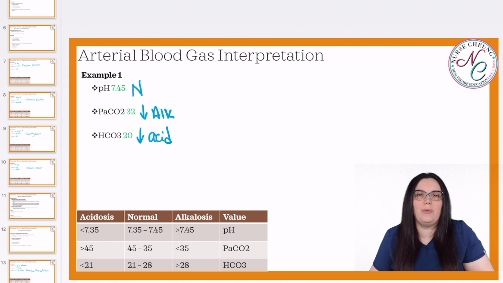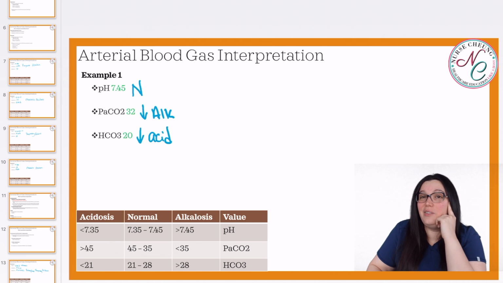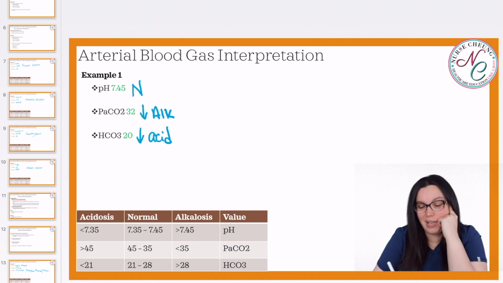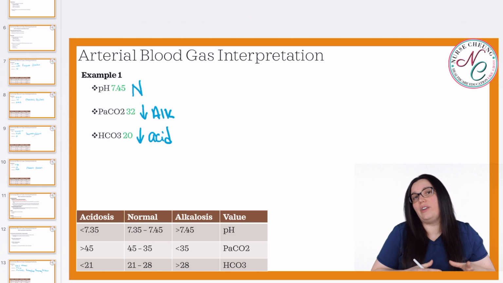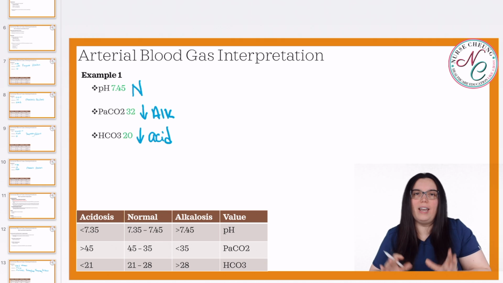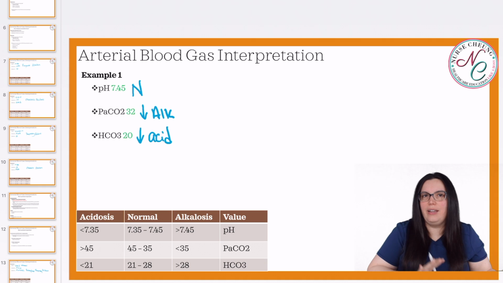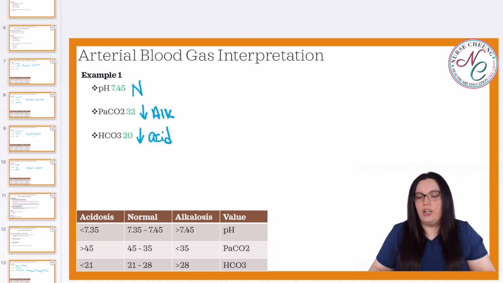So now we have to determine what this is. Well, now this gets a little confusing, right? Because our pH is normal. We have a neutral pH, it's within the normal ranges. So in order for us to figure this out, we have to see what end of the spectrum our pH falls on. So normal is 7.4, right?